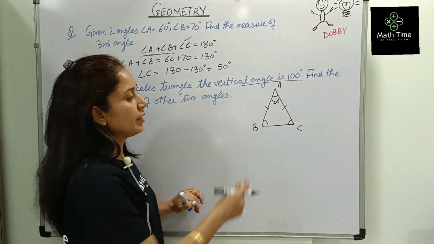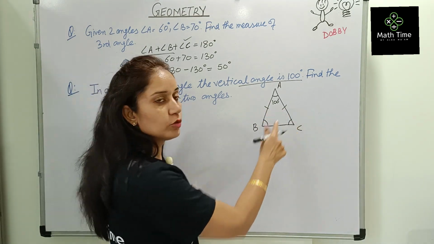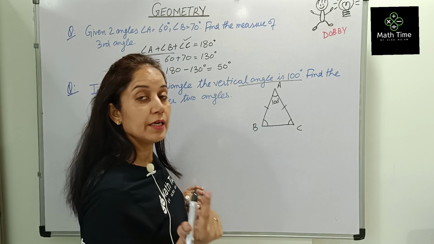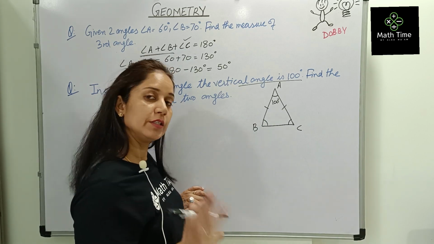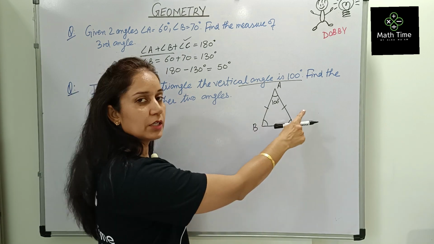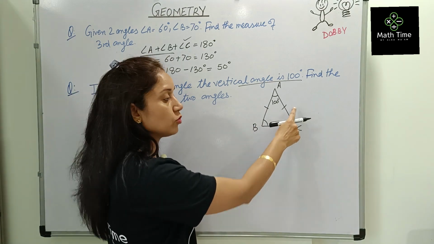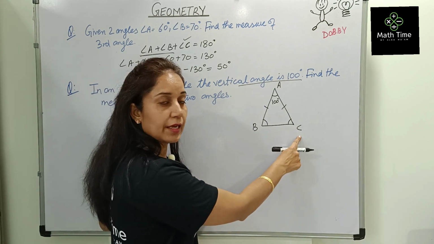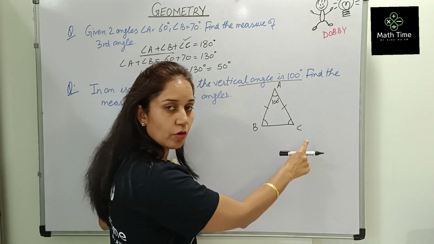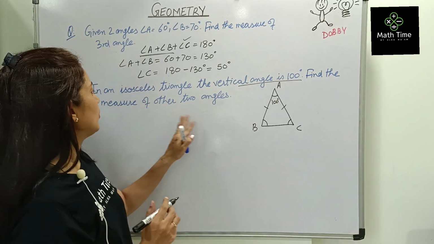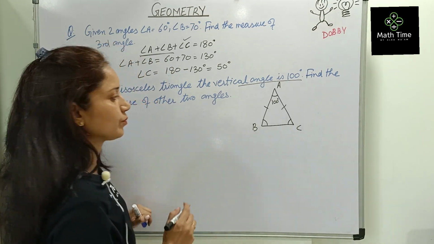Again I am repeating, in an isosceles triangle, two sides are equal, so two base angles are also equal. In an equilateral triangle, how was it? Three sides equal, so all three angles equal. In an isosceles triangle, two sides equal, so two base angles, not any two, only the base angles where these two sides are falling. Those base angles will be equal.